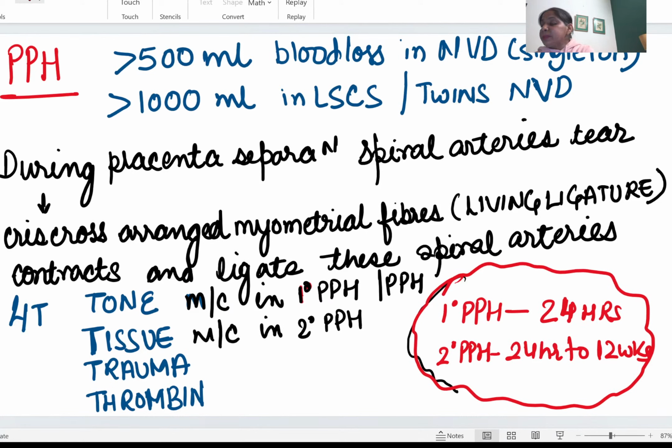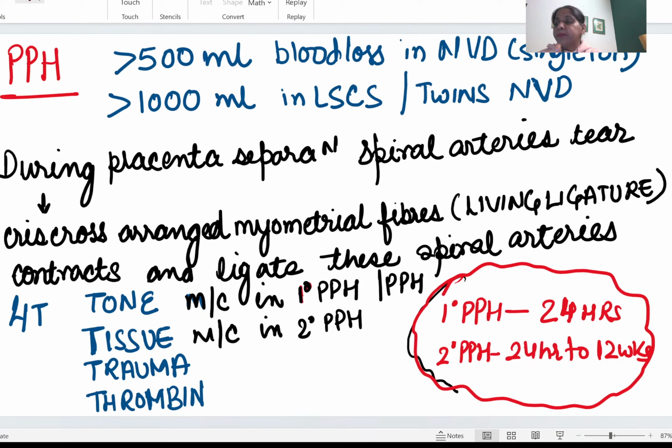What is PPH? What is the definition of PPH? All of you know one question is definitely going to come from this topic of PPH. PPH is the main cause of maternal death, students, and it is mainly in the developing countries. We can stop these maternal deaths. So what is PPH?